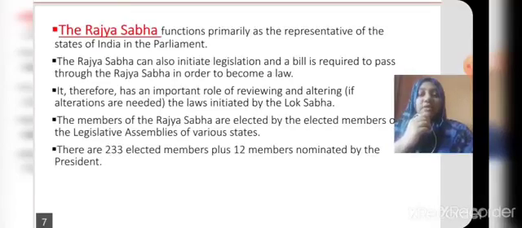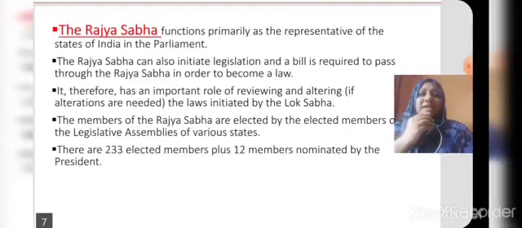The Rajya Sabha can also initiate legislation, and a bill is required to pass through Rajya Sabha in order to become a law. So any bill that is discussed in the Lok Sabha, initiated by the ruling party, first goes through Rajya Sabha. The people of Rajya Sabha also must give their consent regarding that particular bill, and only then does it become a law. Otherwise, if it's not passed by the Rajya Sabha, no bill can become an act.